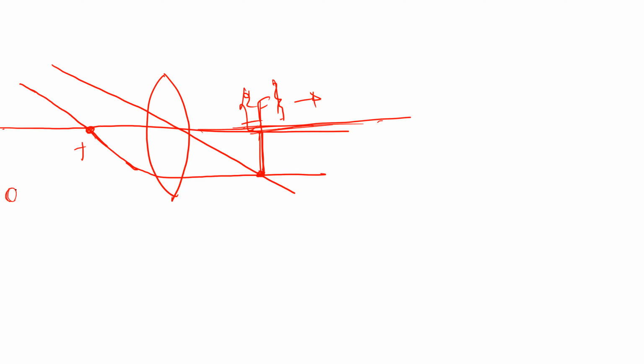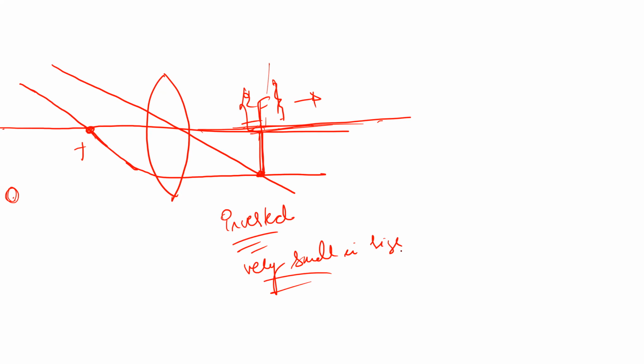The image will be formed at this focus, and it will be an inverted image. Suppose the object is on this side, the image will be formed on the other side. So the image will be inverted and very small in size. So magnification is less than 0 and its magnitude is less than 1 because it's very small in size. You understand or not?